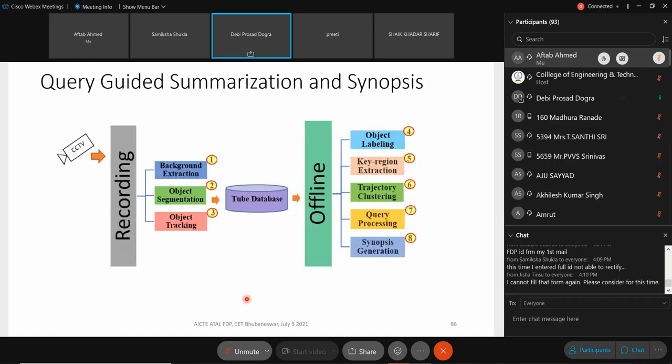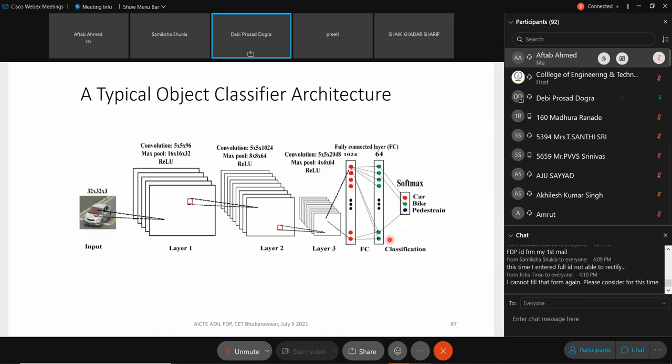I'll show you this architecture, which we proposed for different types of applications. Essentially we wanted to generate the synopsis, but the synopsis will also be generated based on a certain query. I'll show you with some examples how it is working.